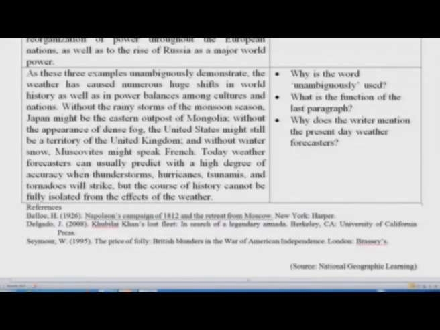Today, weather forecasters can usually predict with a high degree of accuracy when thunderstorms, hurricanes, tsunamis and tornadoes will strike, but the course of history cannot be fully isolated from the effects of the weather. So, what is the function of this concluding paragraph? This sums up the examples and it again reinforces the main idea.